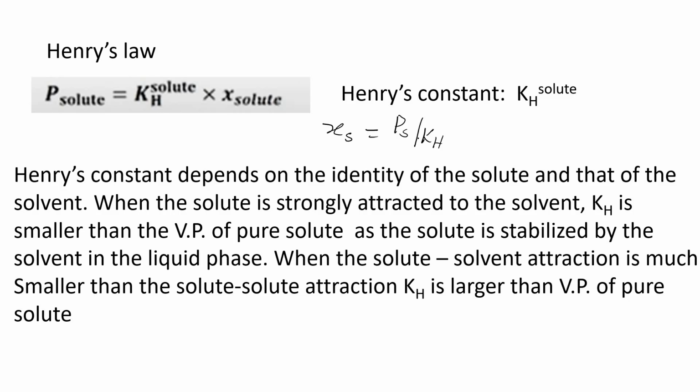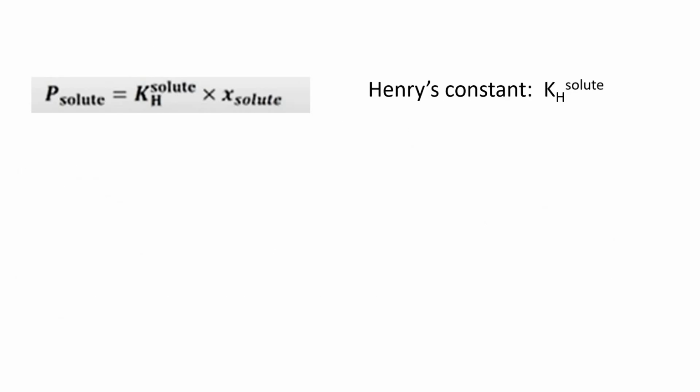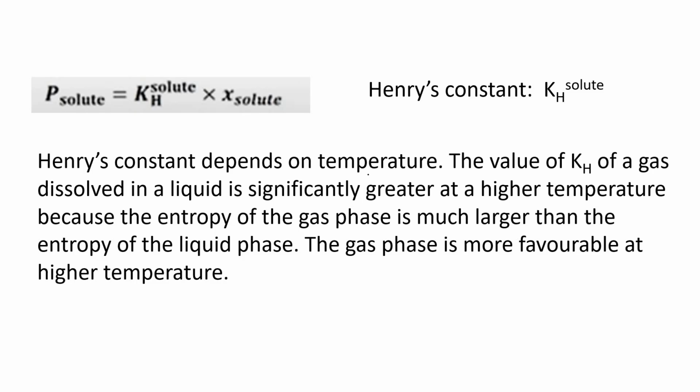And in the reverse case, if the attraction between the solute and solvent is less, that means the solvent's attraction towards the solute is smaller, in that case, more amount of vapor will form and the partial vapor pressure will be more. So Henry's constant also will be more. In that case, Henry's constant will be higher than the vapor pressure of the pure liquid solute. Okay.